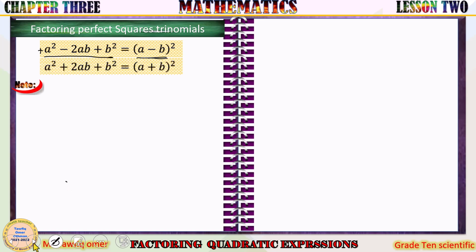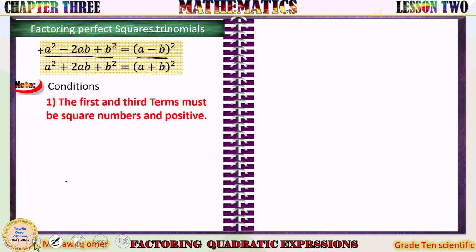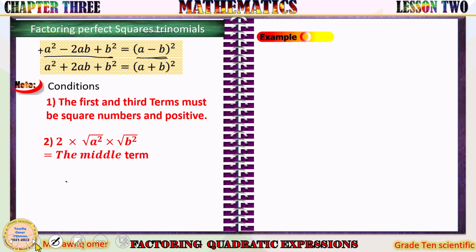Let us take an example. To factor with the perfect square, we have two conditions. The first and the third terms must be square and positive numbers. And 2 times the square root of the first one times the square root of the second one must equal the middle term. Let us take this example.